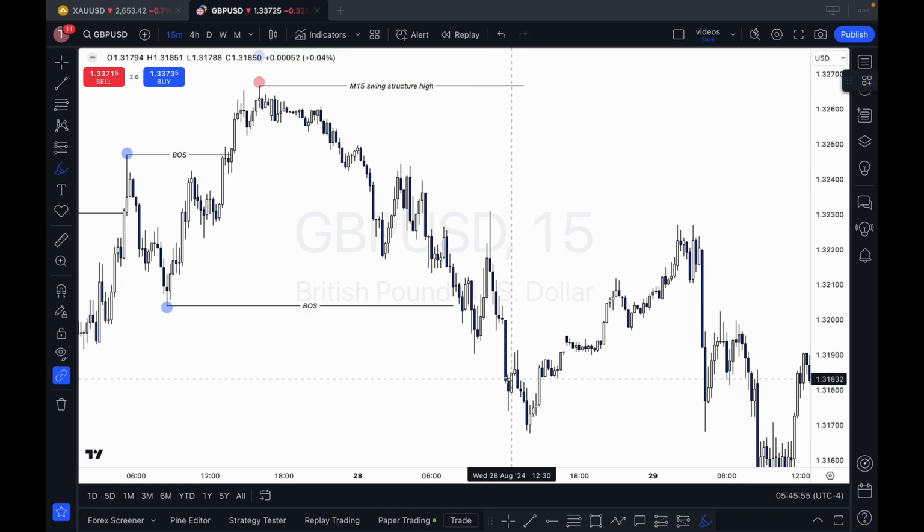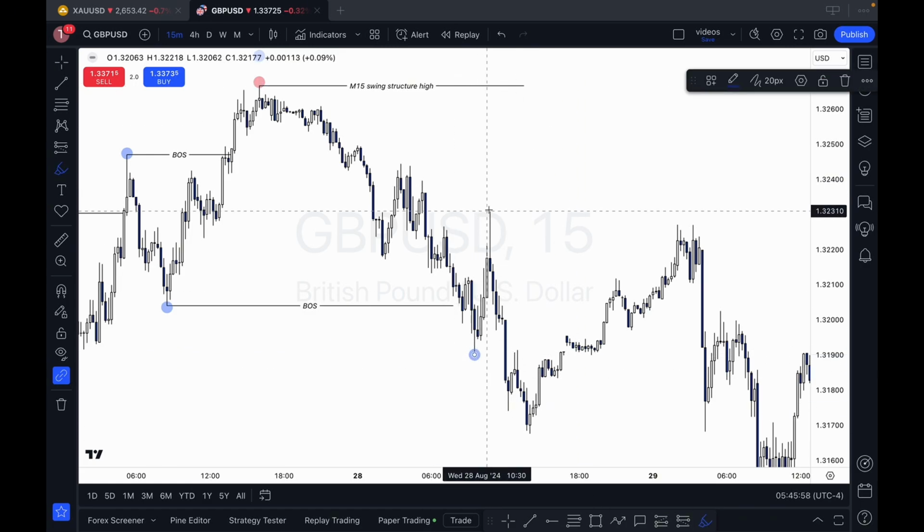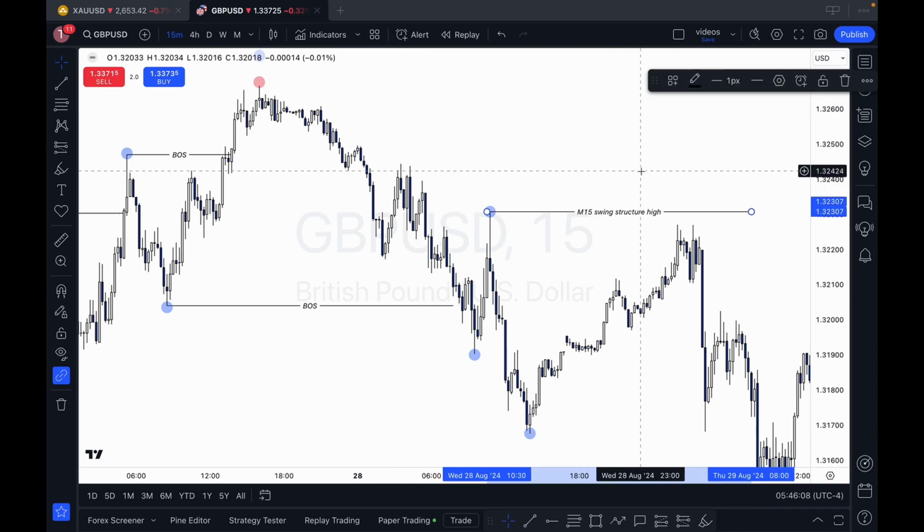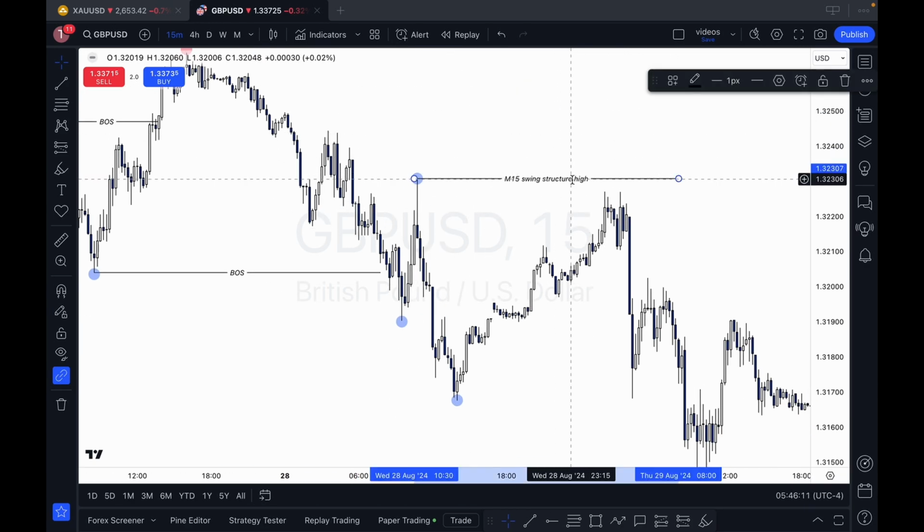So this is the low that started the pullback. So this is my structure point low, my lower low. Then we got the lower high and the lower low, right? And you can trail structure here. So I think you guys get the point. I'm not going to bother trailing it anymore.